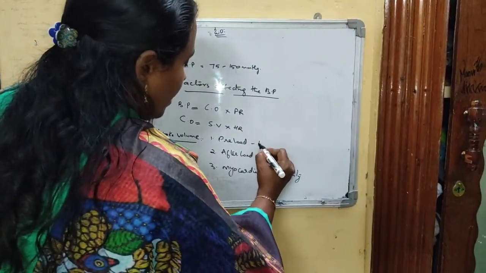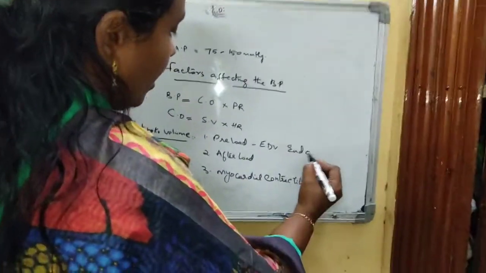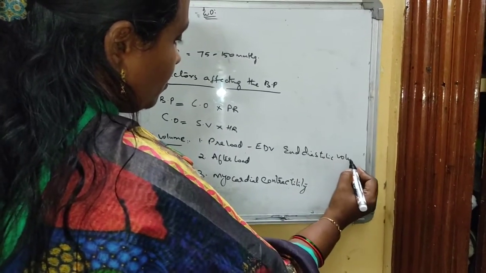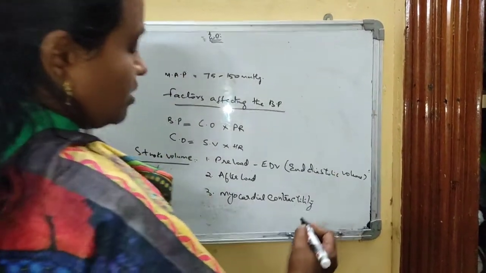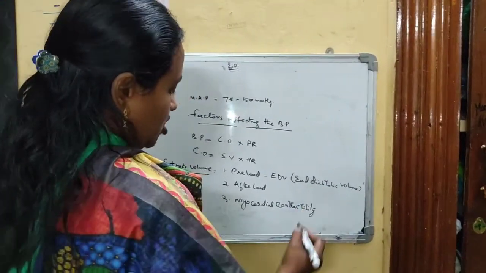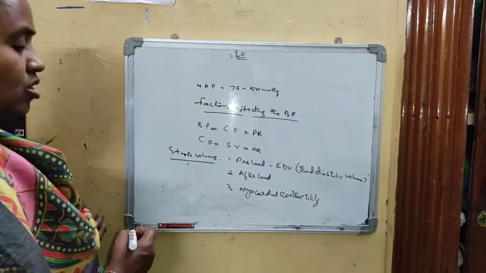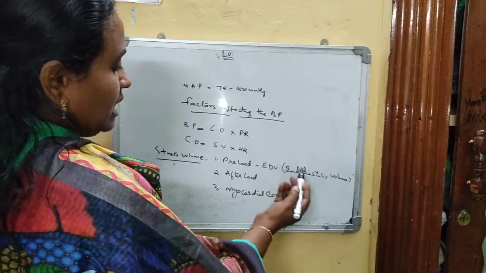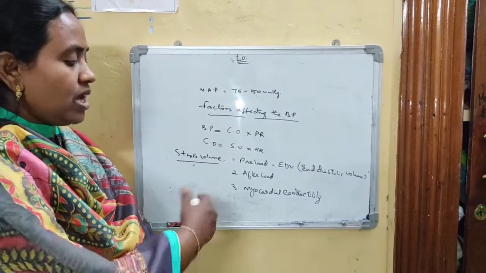Preload is also called the end diastolic volume. This is the volume of blood which is left in the ventricle at the end of diastole. So this end diastolic volume affects the stroke volume. An increase in the end diastolic volume increases the stroke volume and vice versa.